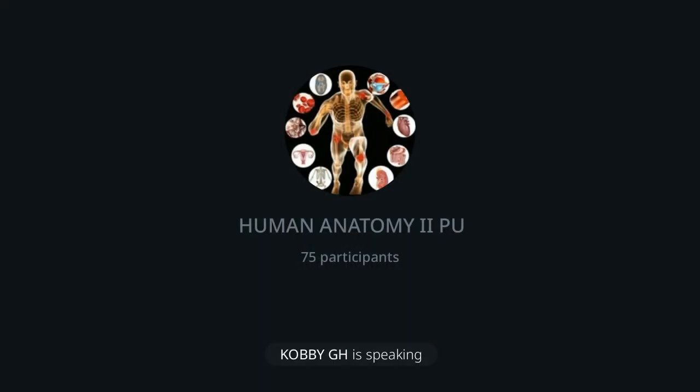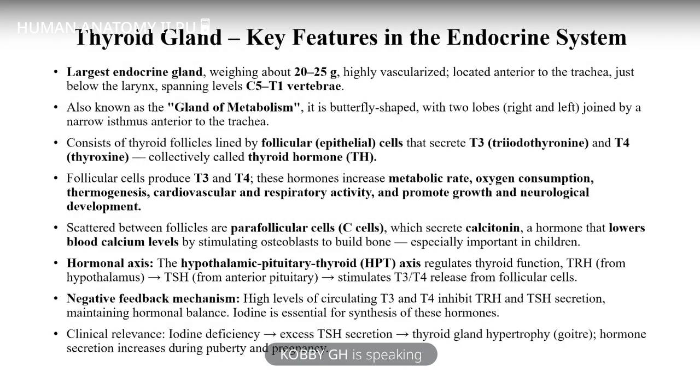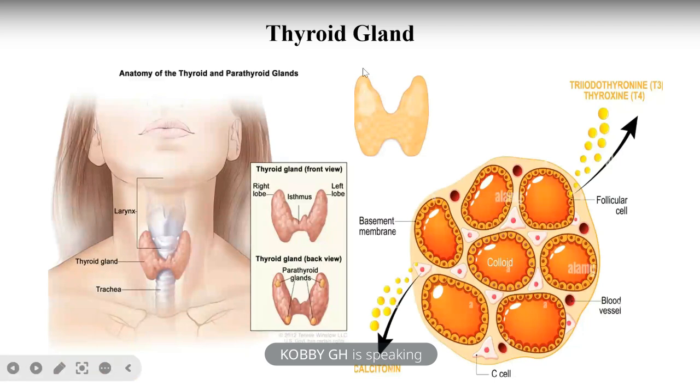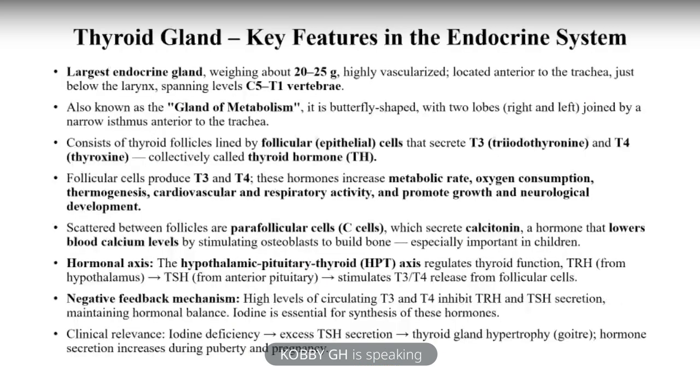And how many lobes does it have? Look, it looks like a butterfly. How many lobes do you see? Two lobes. Okay, it has two lobes. The right lobe over here, and then the left lobe. And we can ask you that also. It's something you have to know. How many lobes do we have in the thyroid gland? Simple, two lobes. Is that okay? Which gland is also referred to as the gland of metabolism?